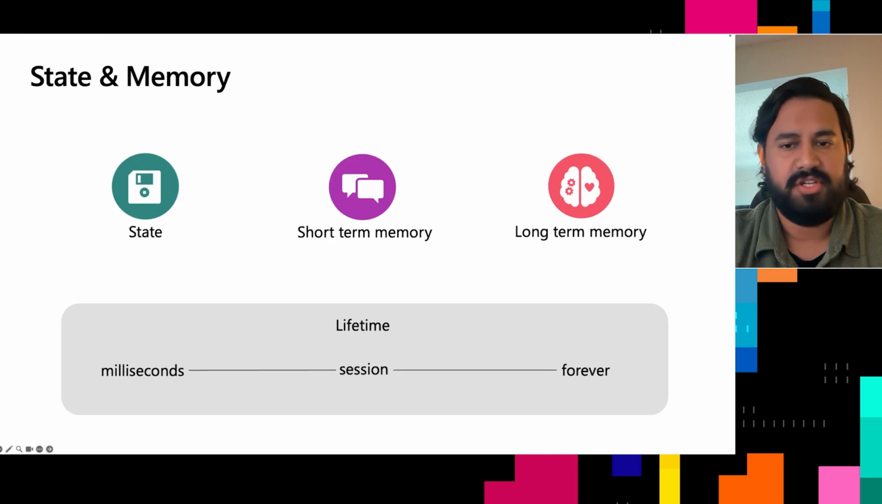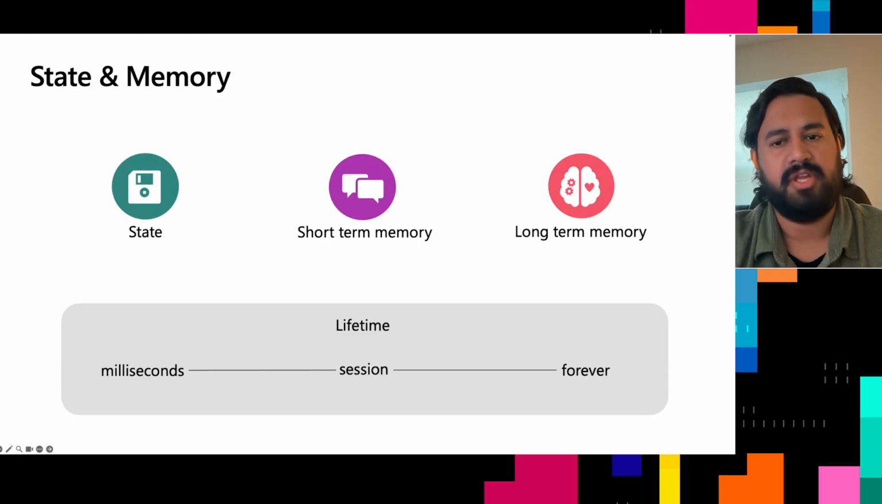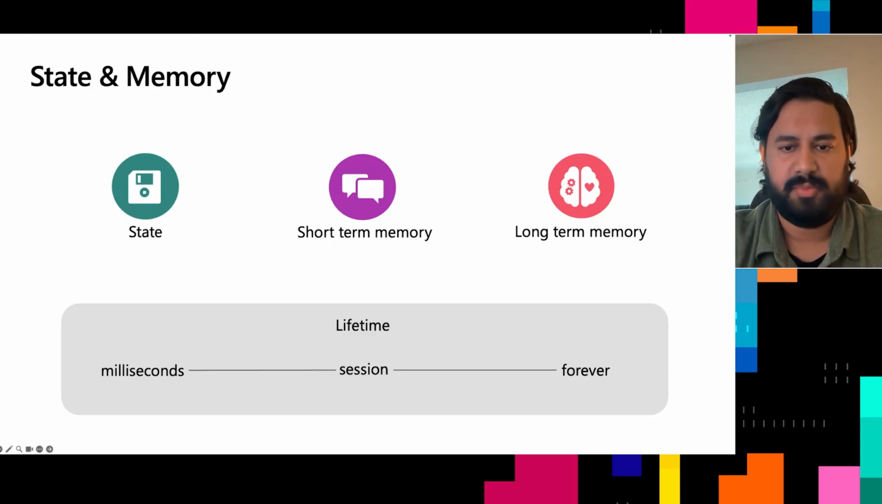Then we have short-term memory, which is what happens within that particular single session. It's the conversation history, the messages going back and forth. This is what lets an agent refer back to something the user said three messages ago and give a coherent response.